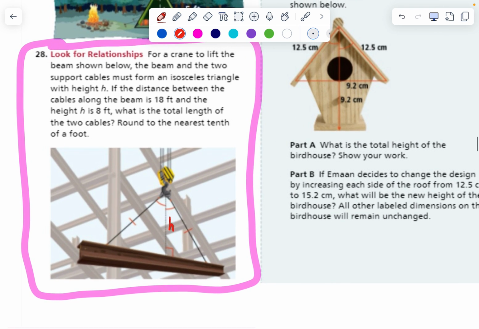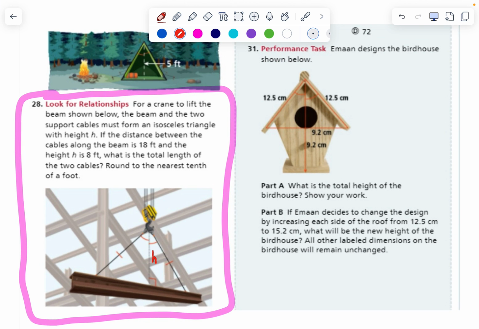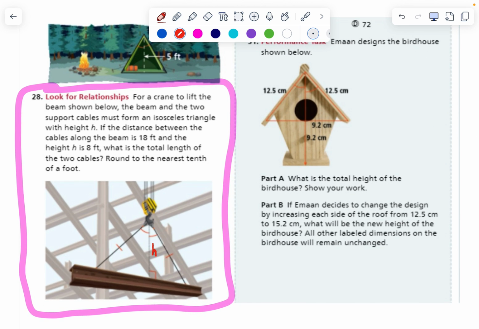Anybody ever seen a big beam being lifted by a crane before? They generally do try to keep it level, so it's not swinging around, and these things can be super heavy. It would probably kill somebody if it hit them. I had a patient actually in the ER that had a beam drop on him and he died, which was pretty sad, but they try to be super careful with this.